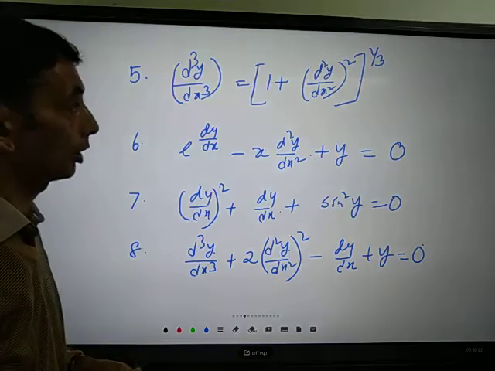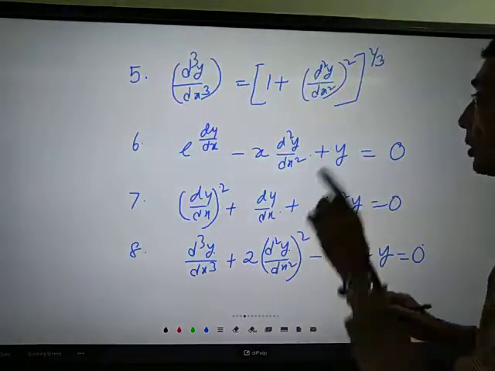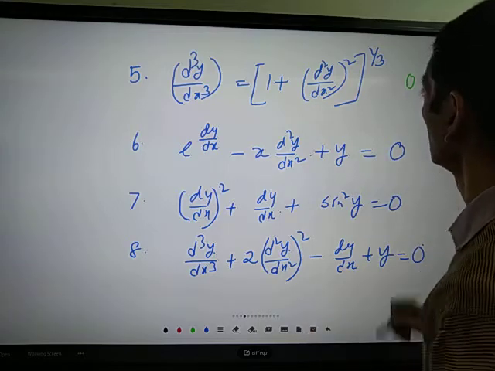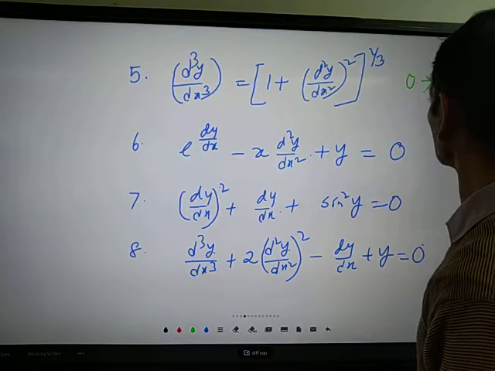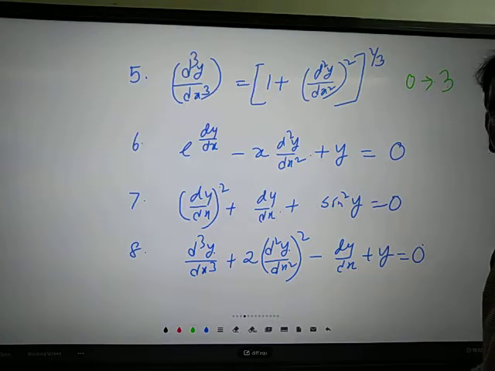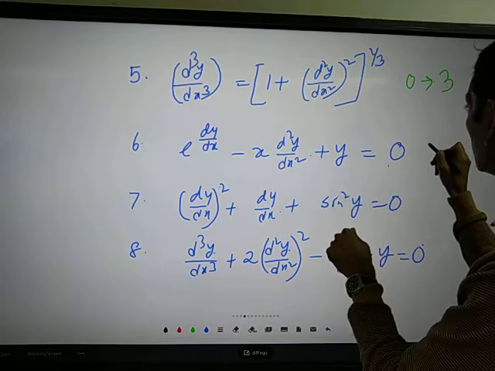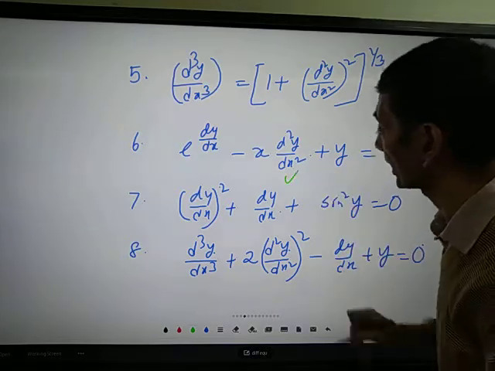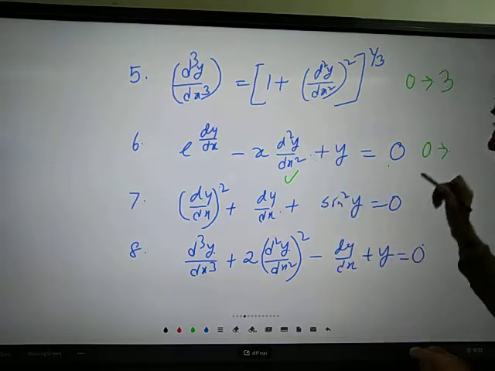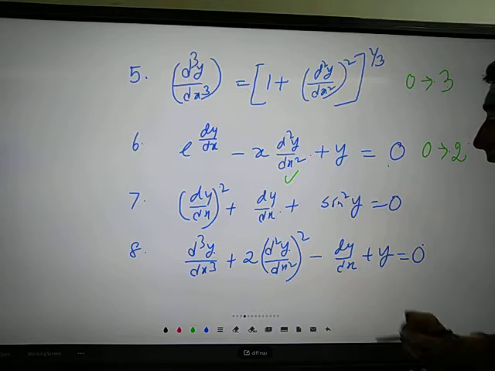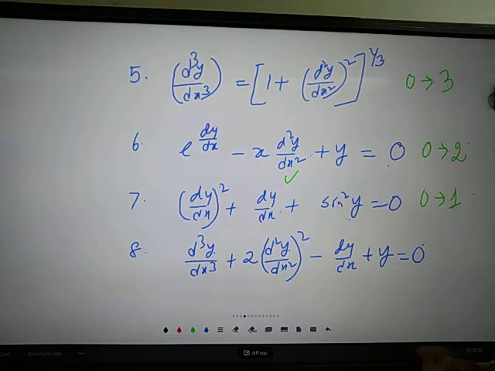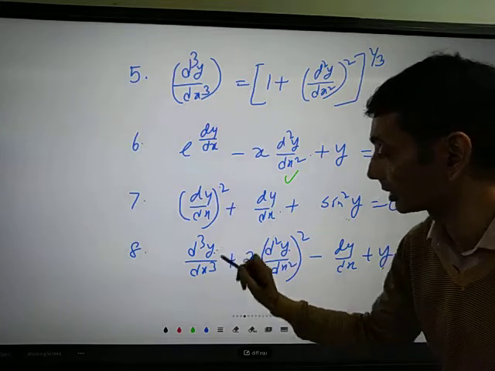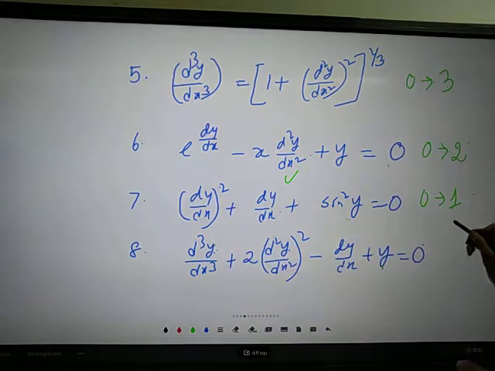Now what is the order of these differential equations? Here you are differentiating y 3 times, so the order of the differential equation is 3. Next, what is the order of this differential equation? In the second term it involves d2y by dx squared, so the order is 2. And here the order is 1. Similarly, in the last equation it involves the third order, you are differentiating y 3 times, so the order is 3.